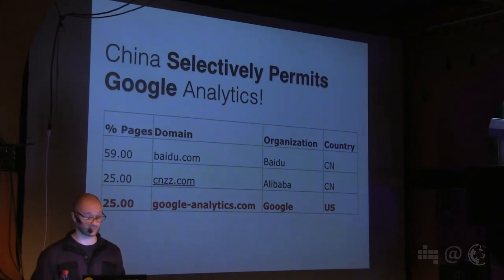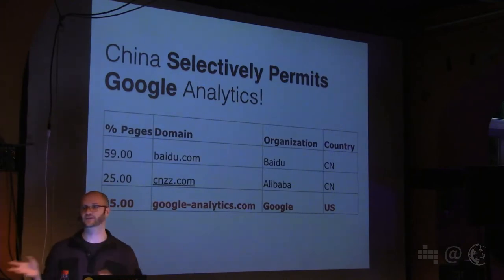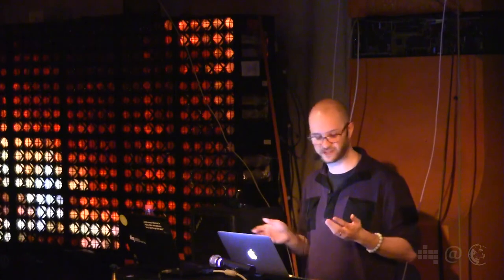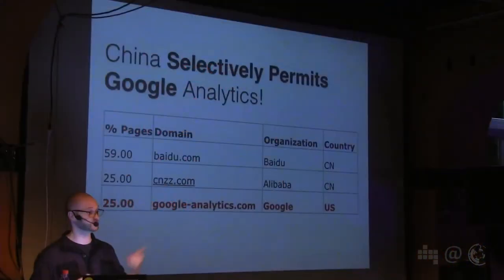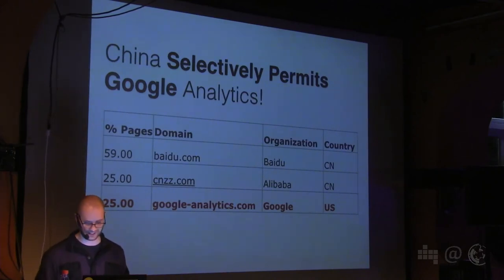A really good example, too, is when Google made the new Alphabet reorganization. Alphabet was blocked, the new Alphabet.com or whatever they did. It was blocked within like an hour. They've been letting Google Analytics through for years. I've been watching this. It's crazy.